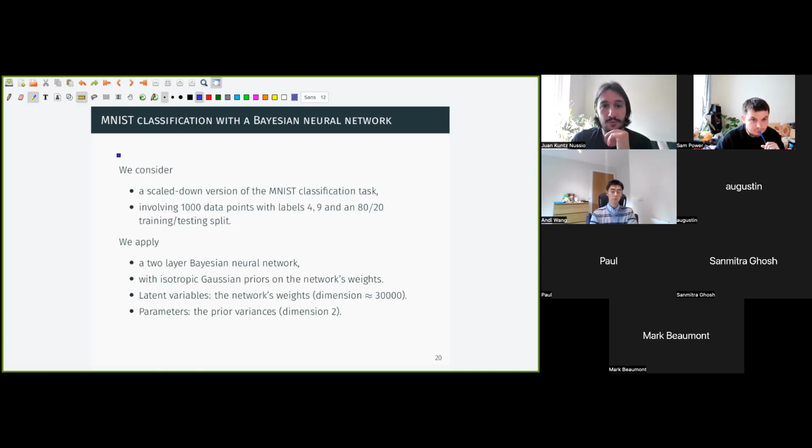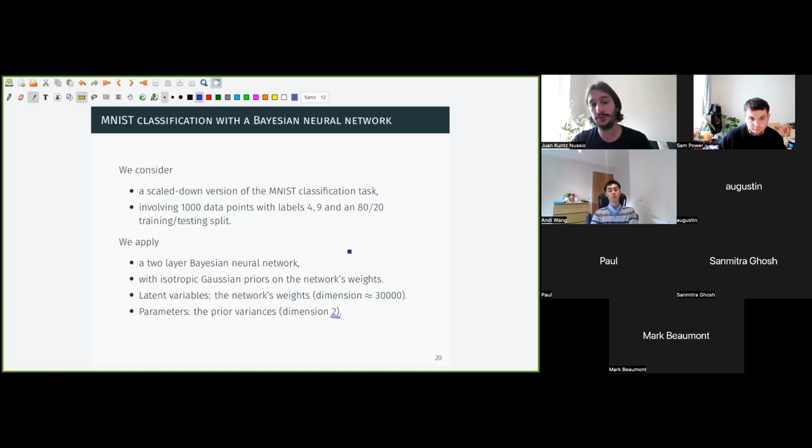So the example was MNIST classification, or a scaled down version of it. We were using a 2-layer basic neural net with isotropic priors on the network weights, for whoever this makes sense to. The details are not that important. Here are the main points. The latent variables were the network weights, and there were around 30,000 of these, so we had a 30,000 dimensional latent space. And the parameters were just the prior variances. There was one of these per layer in the network, so there were just 2.